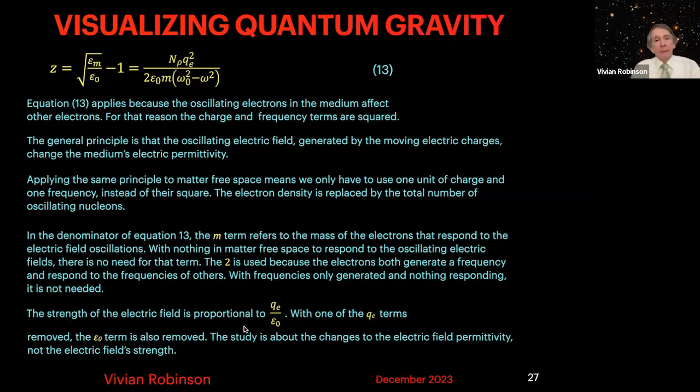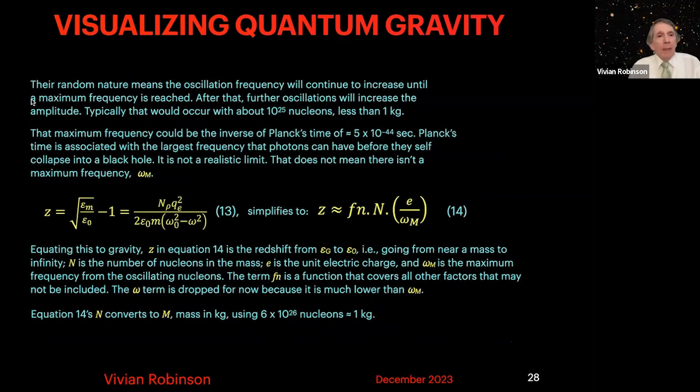The strength of the electric field is proportional to QE over epsilon naught. With one of the QE terms removed, the epsilon naught term is also removed. This study is about the changes to the electric field permittivity, not the electric field's strength. The random nature means the oscillation frequencies will continue to increase until a maximum frequency is reached. After that, further oscillations will increase the amplitudes. Typically, that would occur with about 10 to the 25 nucleons, well under a kilogram.